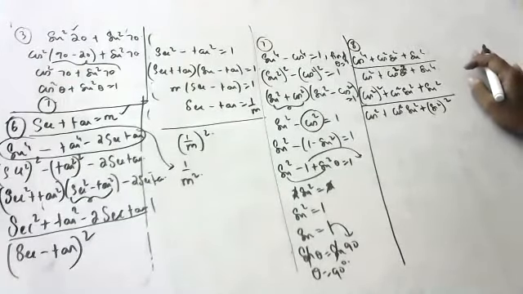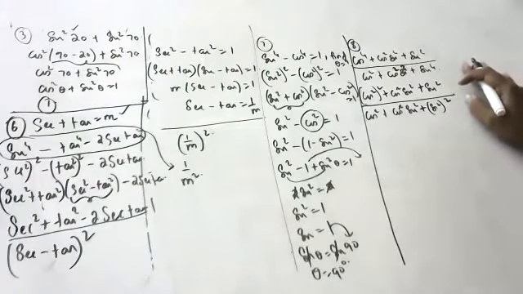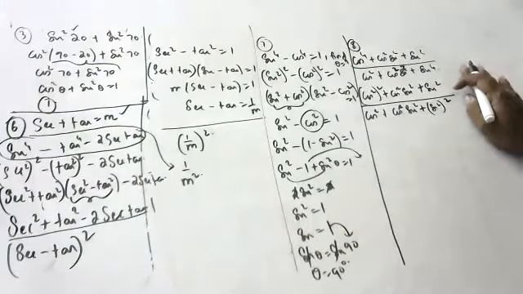Cos square we can write as 1 minus sine square. Okay, so what is the use of writing like that, Lana?